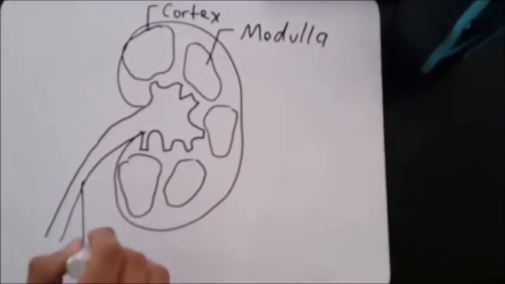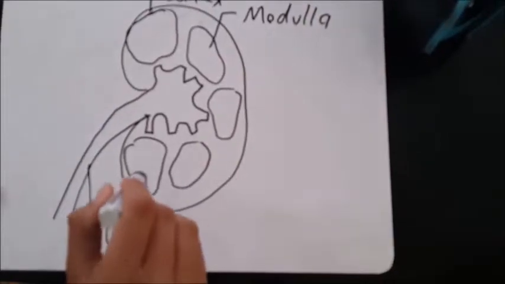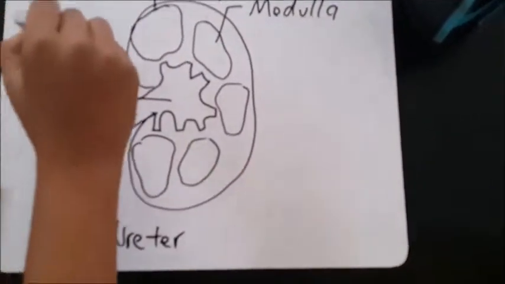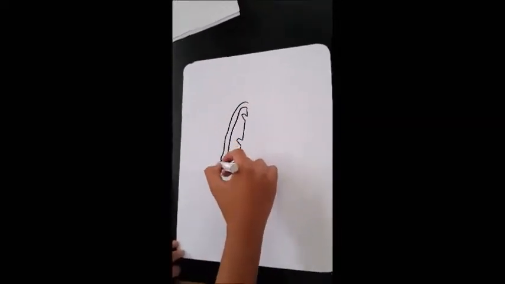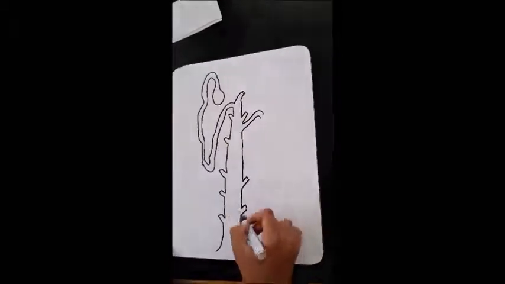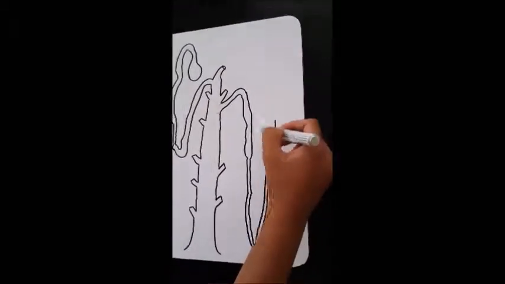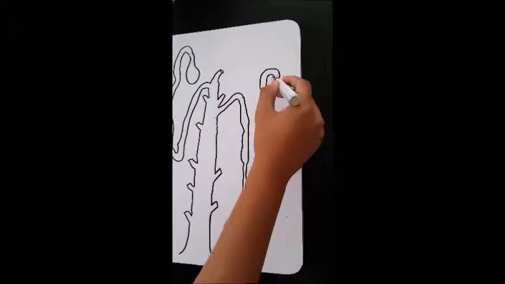The ureter is a tube that carries urine from the kidney to the bladder. The renal pelvis is the upper part of the ureter. Each kidney is made up of about 1.25 million filtering units called nephrons.